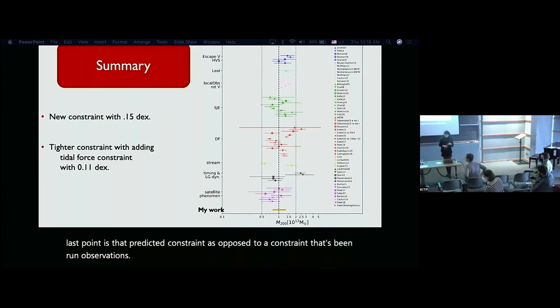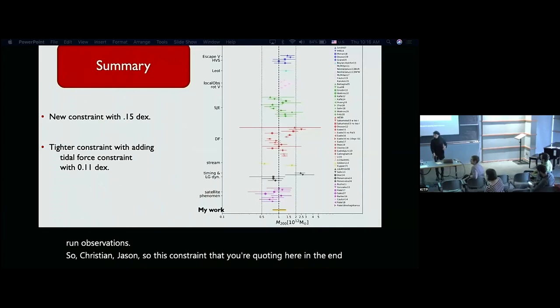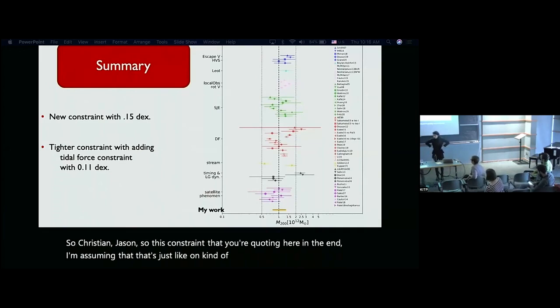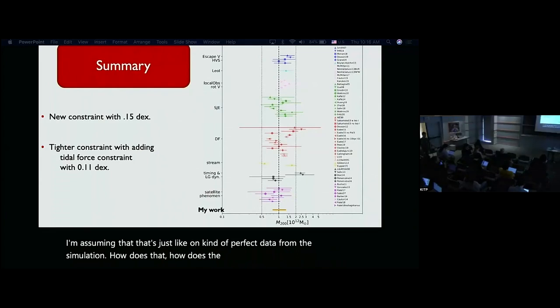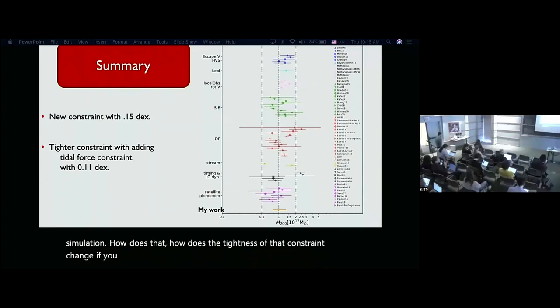Christian Jespersen. So this constraint that you're quoting here in the end, I'm assuming that's just on kind of perfect data from the simulation. How does the tightness of that constraint change if you impose some kind of selection effect? And/or have you tried that?